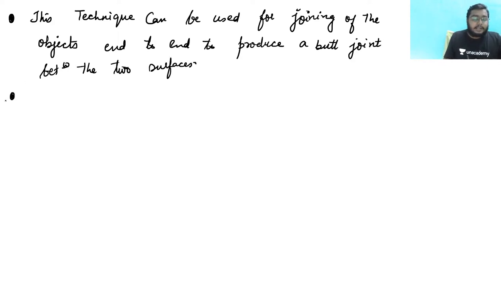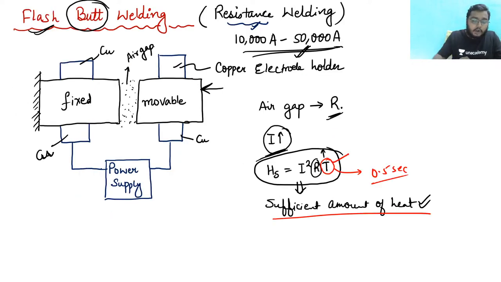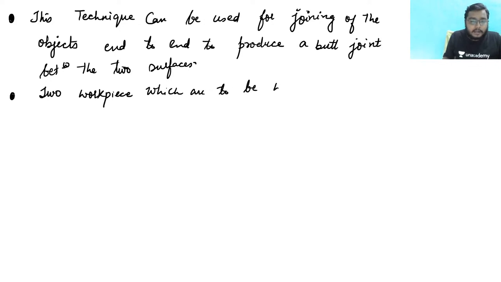Next, we have seen that we have connected these things with the copper electrode, right? So let me write it here that these two workpieces, which are to be welded, will be held in two copper electrode holders.